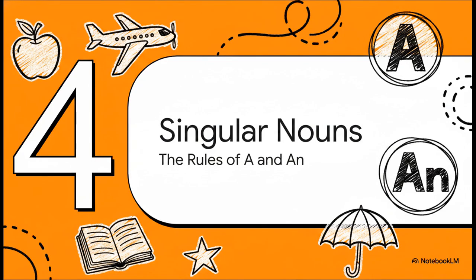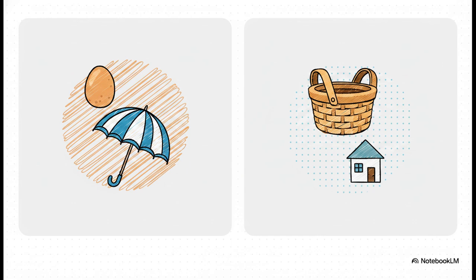All right, Chapter 4, singular nouns and the classic battle of a versus an. Now that we know how to name things, what happens when we only have one of them? When you have a singular noun, meaning literally just one thing, like a boy, a bus, or a van, you usually drop the word a or an right in front of it. The basic rule of thumb here is actually a really beautiful phonetic trick designed to make your speech flow.